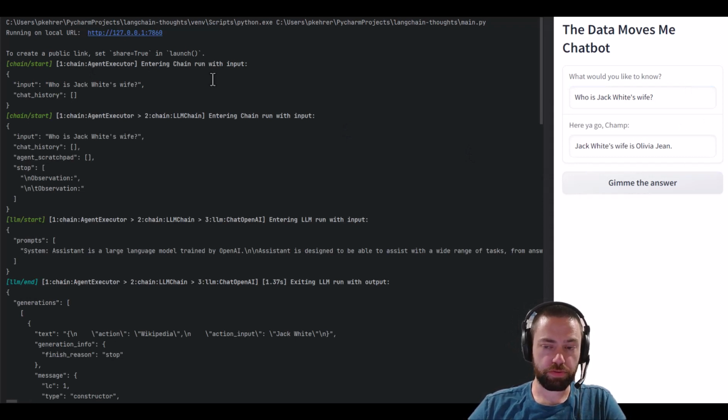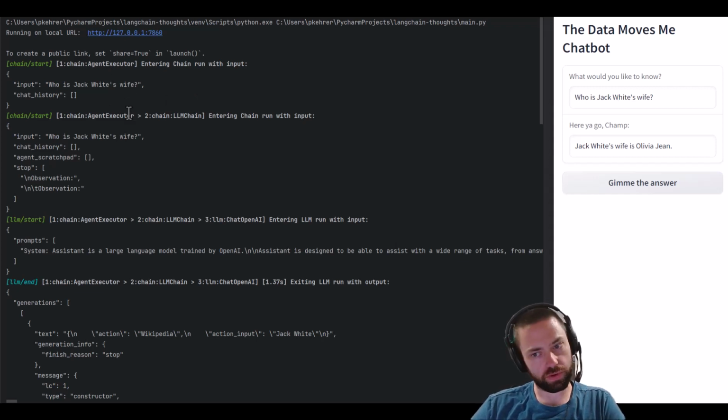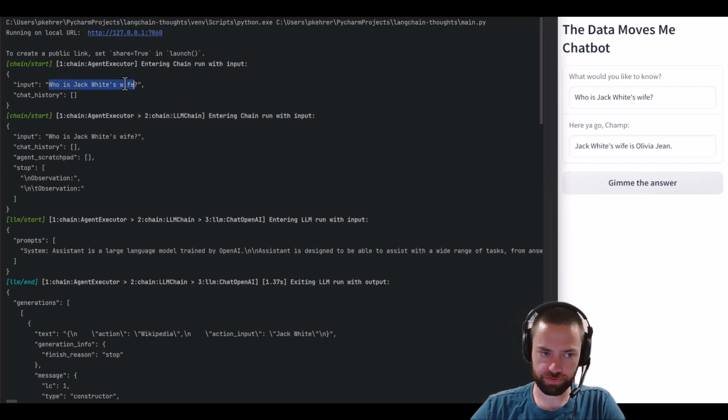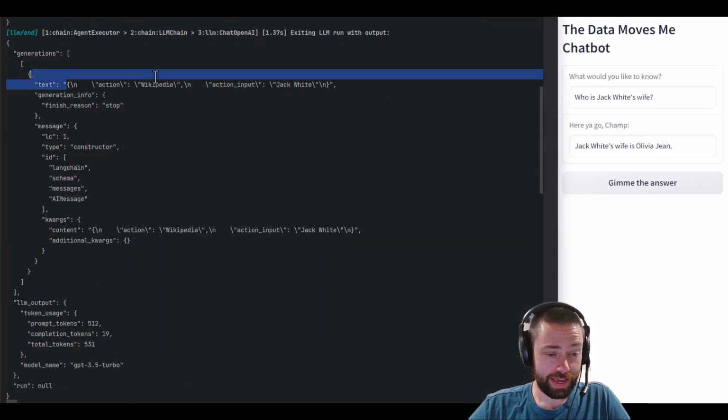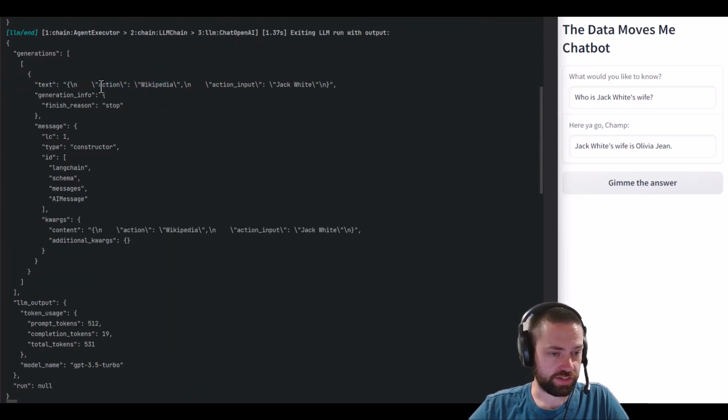Remember, the brains of our chatbot is the agent we configured using LangChain. And so what we're going to go through here are the steps that the agent takes to answer our question. So we start with our input of who is Jack White's wife. The first thing it does is go to an LLM chain to attempt to solve the problem. It comes back with a suggestion that we should use the Wikipedia tool to search for Jack White.